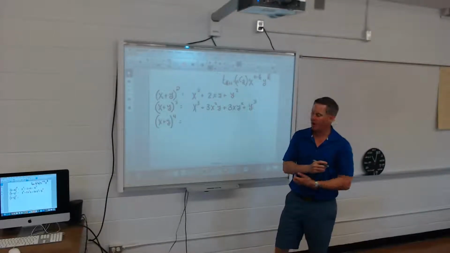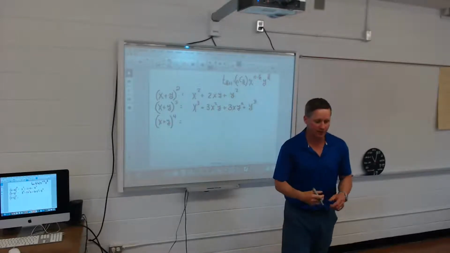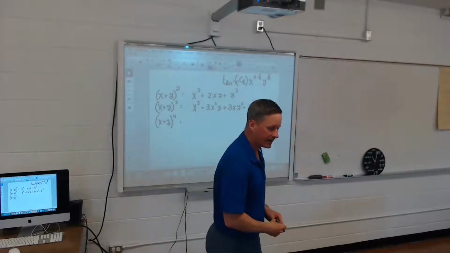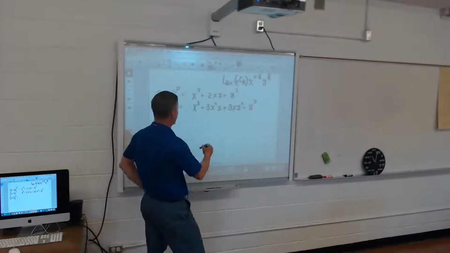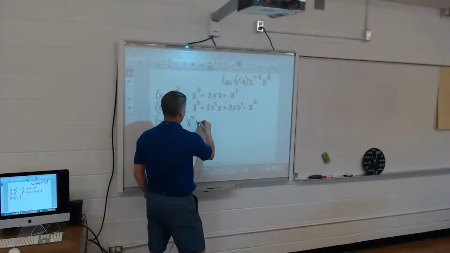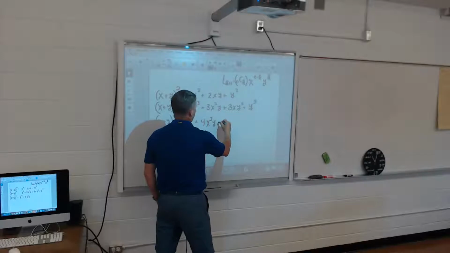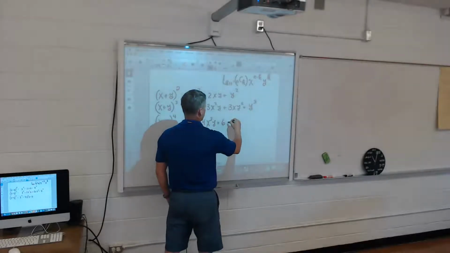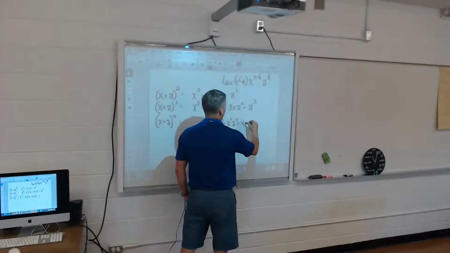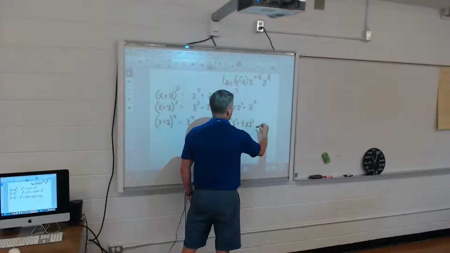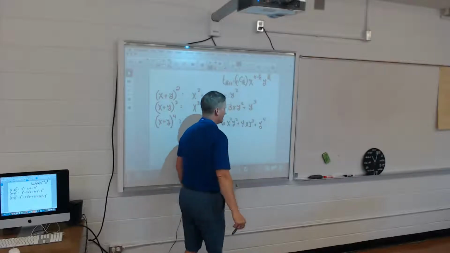Okay, so keeping that in mind, I won't worry too much about the coefficients. I'm going to explain those in a minute. I want you just to focus on the variables. So (x plus y) to the 4th, what am I starting with? x to the 4th plus 4x cubed y plus 6x squared y squared plus 4xy cubed plus y to the 4th.